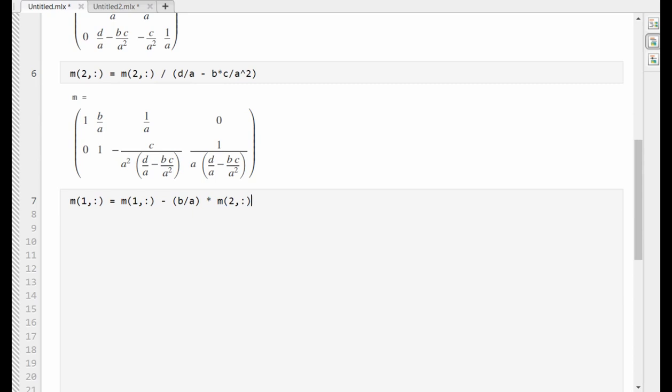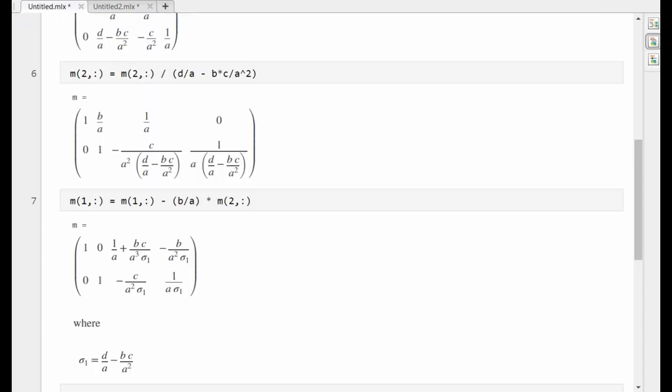And so the final step is to get rid of that B over A. So we're just going to add minus B over A times row 2 and add that to row 1. And yes, the result is a little bit ugly, but notice what it's done. It's defined this sigma 1 as the stuff that's inside the parentheses, and now it's reporting the values here in terms of sigma 1. We'll leave the top left for just a minute, but remember that a squared times sigma 1 is just equal to the determinant of this original matrix.